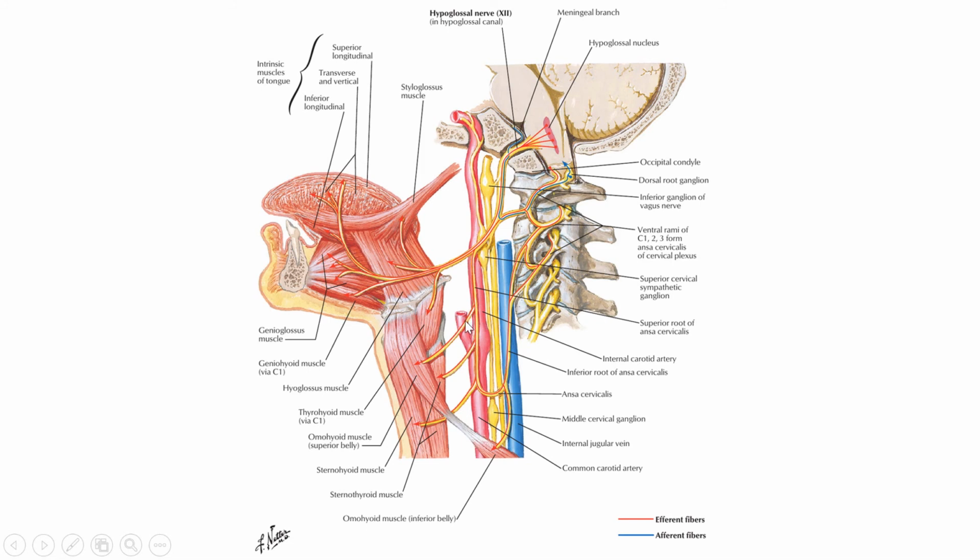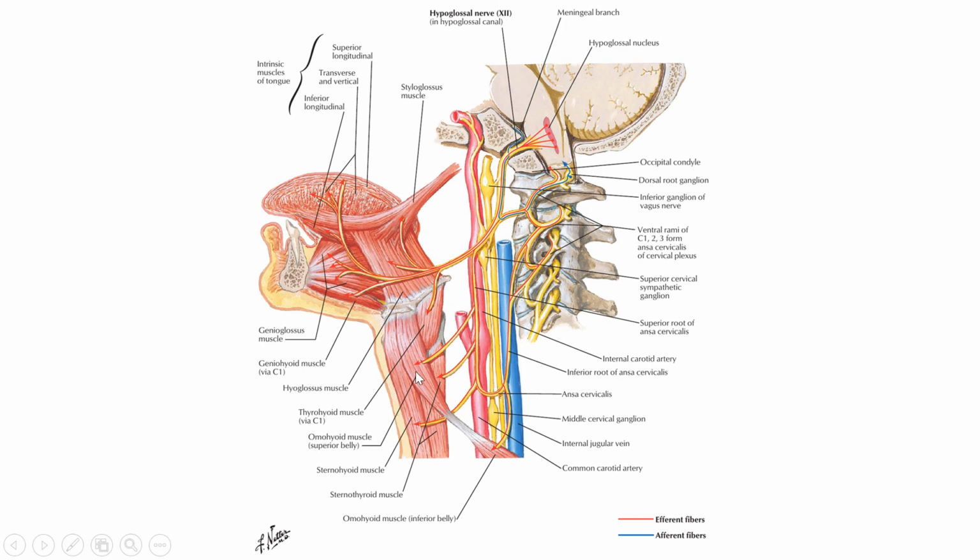I will do another full-fledged video on this ansa cervicalis, but right now my consideration is the nerve supply of these strap muscles or infrahyoid muscles. All of them are supplied by the ansa cervicalis except for thyrohyoid. This is thyrohyoid. It is supplied from C1 through the hypoglossal nerve. This is the hypoglossal nerve. It supplies the thyrohyoid.